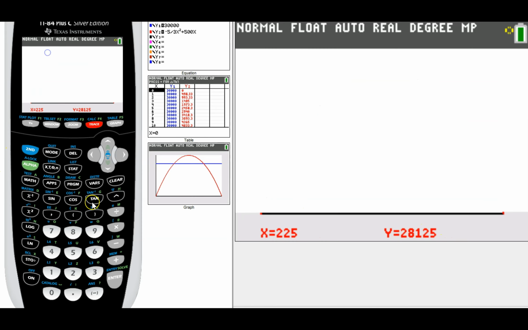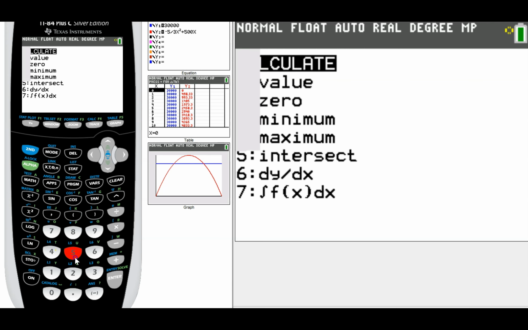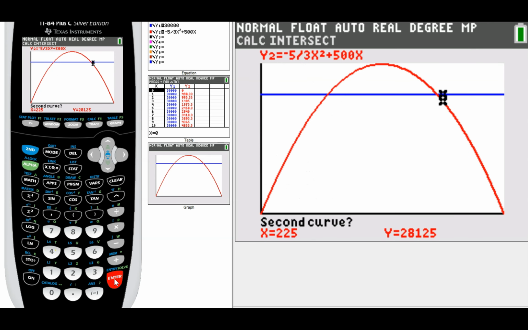So we go second calc, and then we use the intersect function, enter, and as long as our guess is near that one, it will give us that one. So that one is 217.08, sorry, not 217.18.